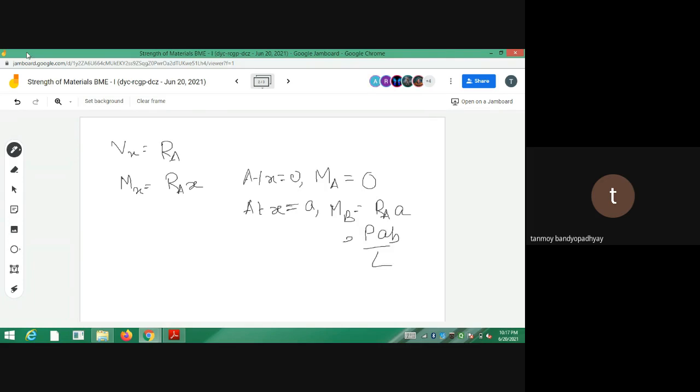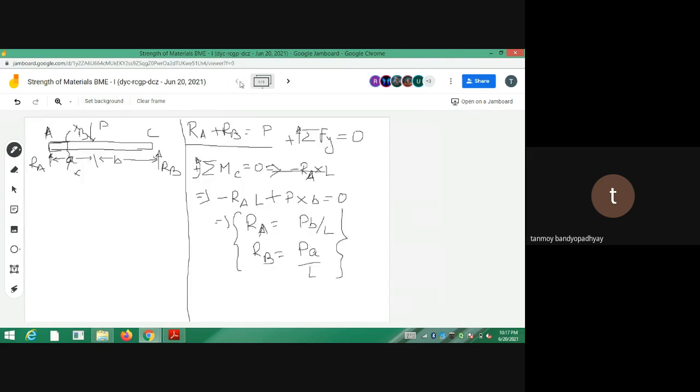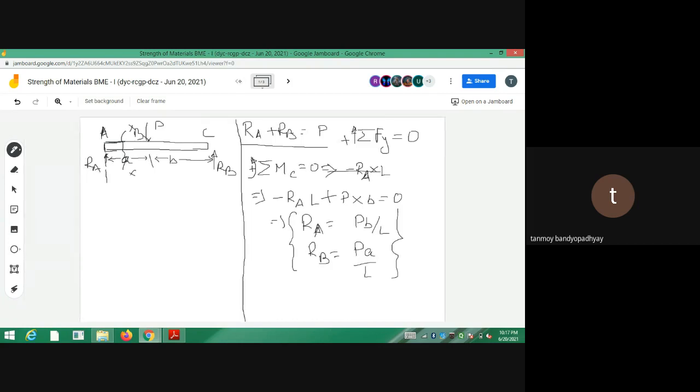So now I can draw this part of the SF and BM diagrams. How? You have to project those points. So I project this point, I'm projecting this one. So I am drawing the SF diagram something like this.